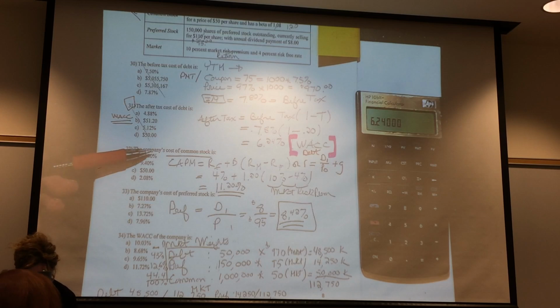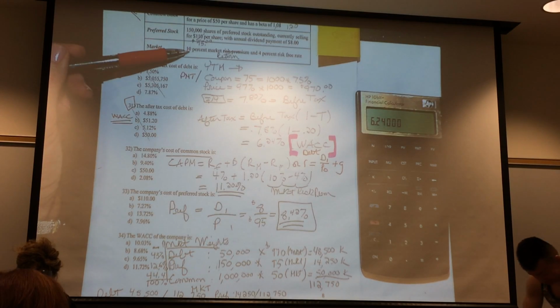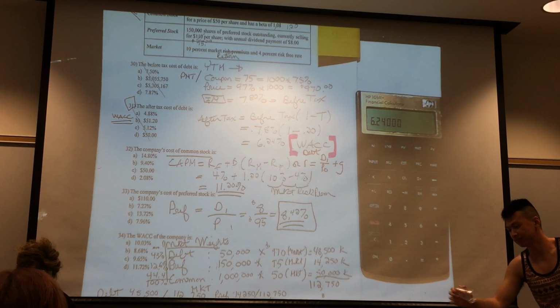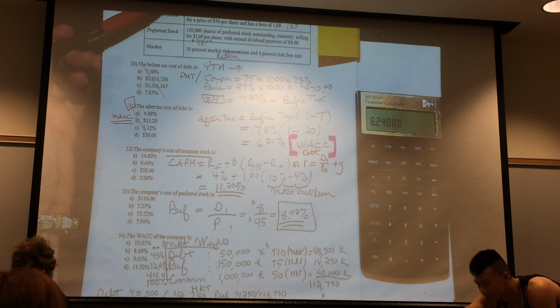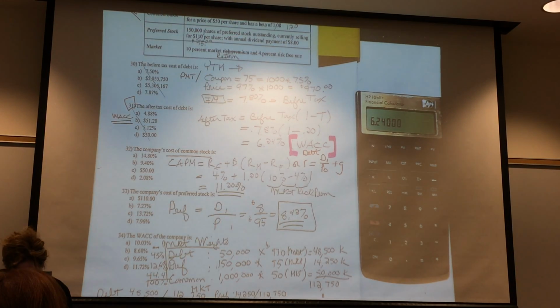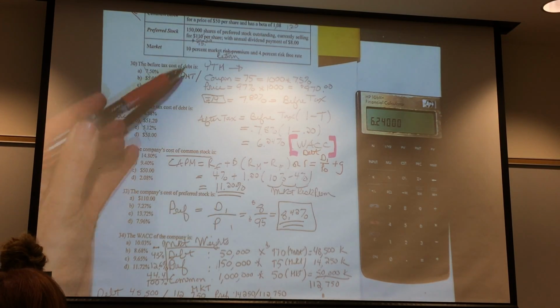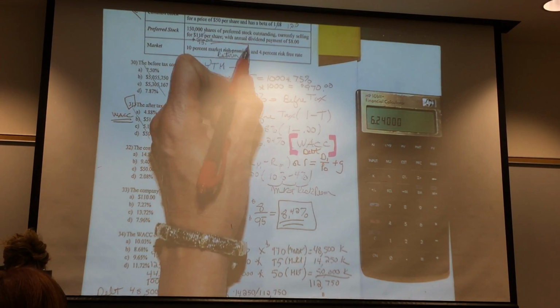The company's cost of common stock, they're giving you the return on the market, the risk-free rate. I think they gave you the beta up here somewhere. They did. Where is it? 1.08. I changed it to 1.2 on this one. You're right, the other one I posted. Okay, so keep this in mind.